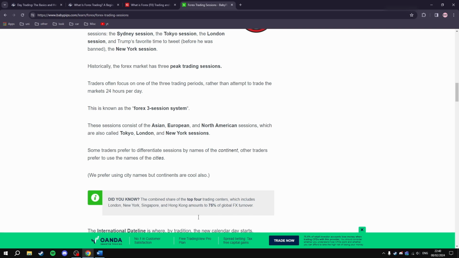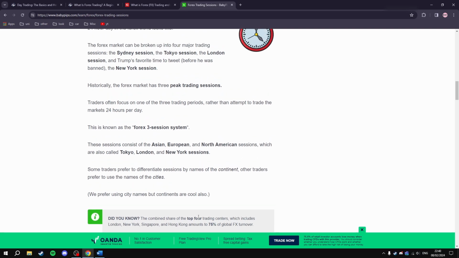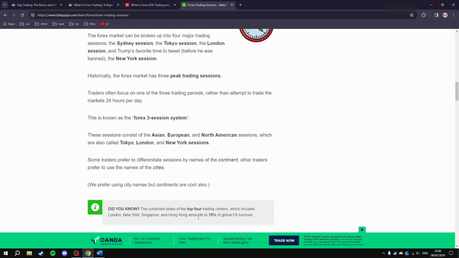Some traders prefer to differentiate sessions by names of the continent, other traders prefer to use the names of the cities. We prefer using city names, but continents are cool also. Did you know the combined share of the top 4 trading centres, which includes London, New York, Singapore and Hong Kong, amounts to 75% of global Forex turnover?